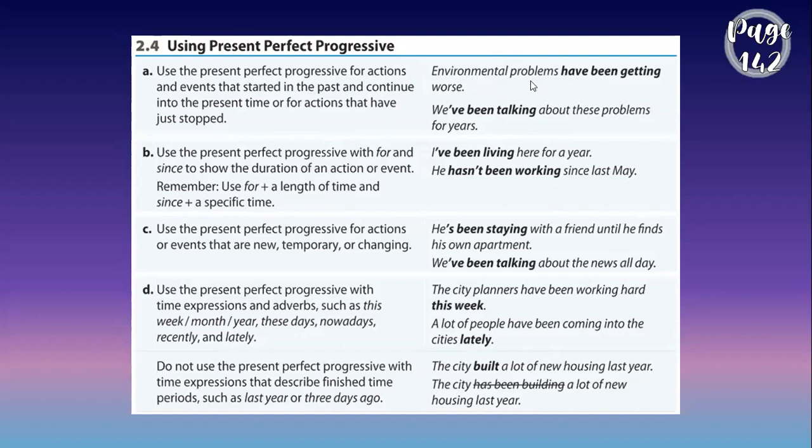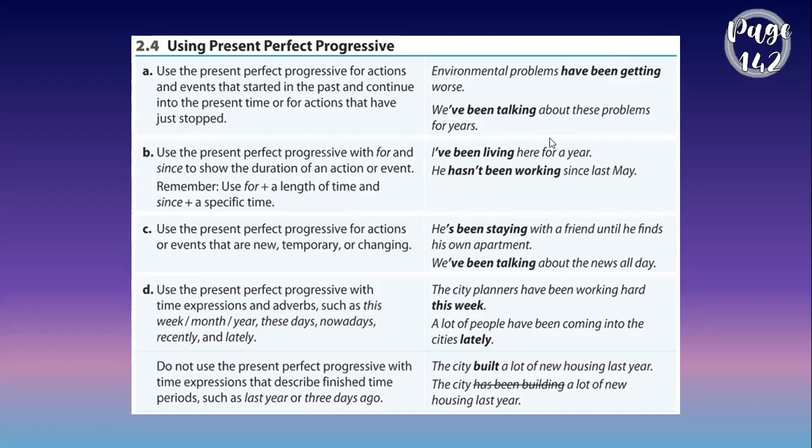The environmental problems have been getting worse. We have "have" for perfect, "been" for the past participle of the verb to be, and -ing for progressive. Have been getting. Always remember that we need "been" with the present perfect progressive. Always we need "been." Letter B, use the present perfect progressive with for and since to show the duration of an action or event.